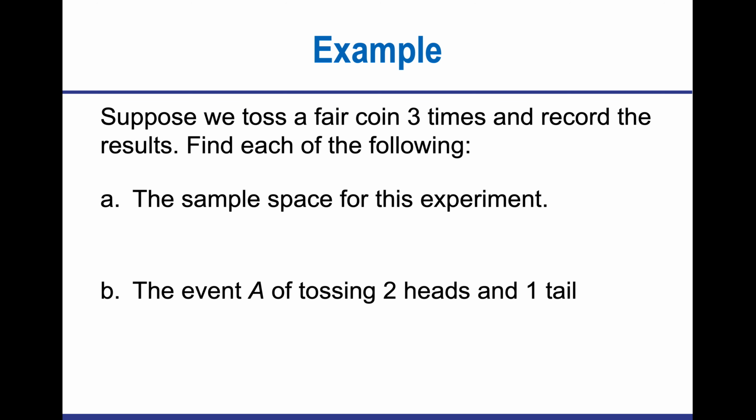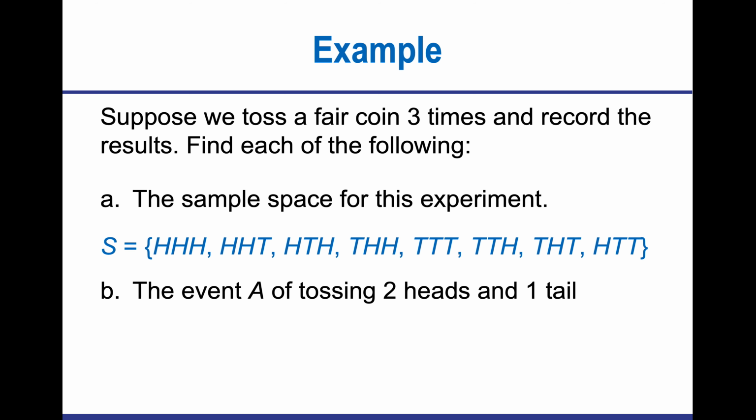So if I toss a fair coin 3 times and I record the results, I want to find the following: the sample space, and the event A of getting 2 heads and 1 tail. So if I'm looking at the sample space, I could either use a tree diagram or use the table to generate what would happen in these events. So I could flip 3 heads, I could flip 2 heads and a tail, I could flip heads, tails, then heads again, and so on.